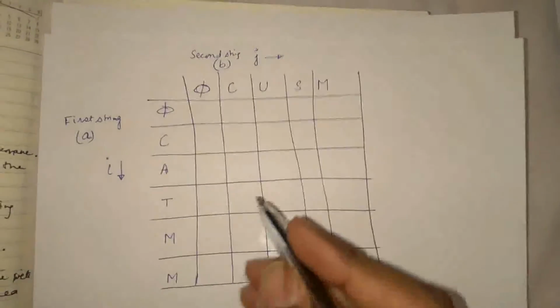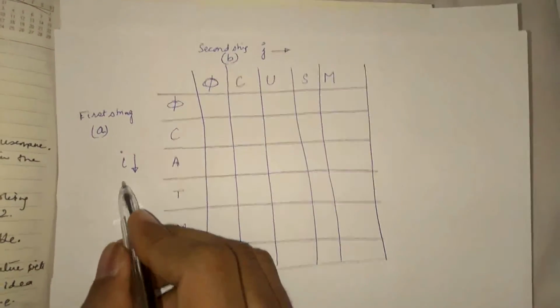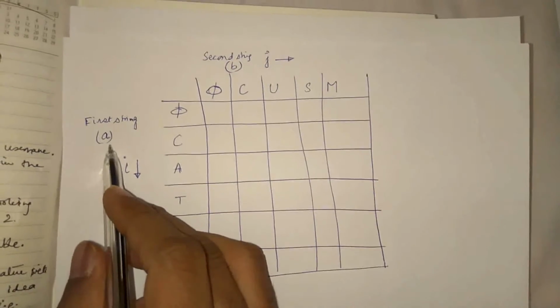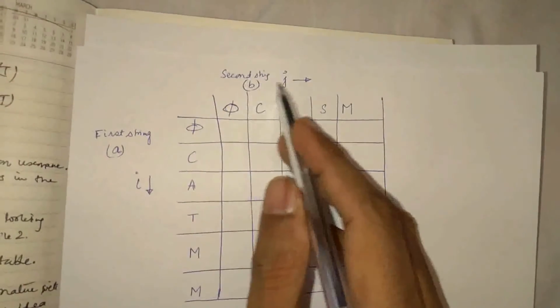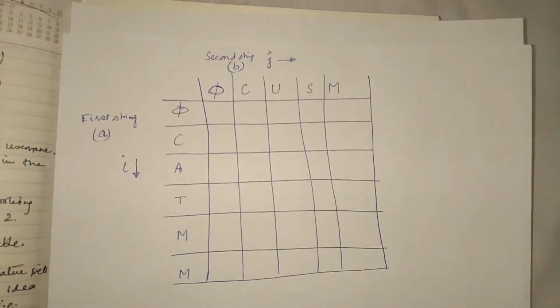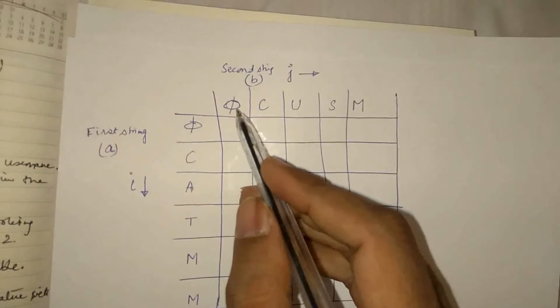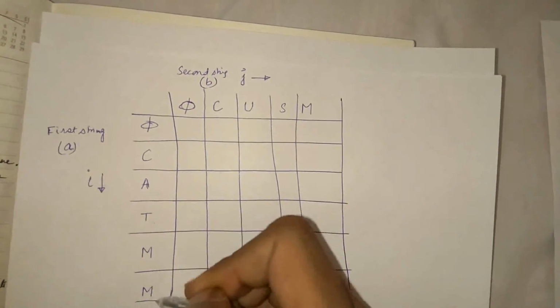So we have drawn this table. This row is denoted by i, which is for the first string, and the first string is denoted by A here. The second string is this j column, and this is B. So this is A, this is B. We have taken one example. The first character is put as null, here it is also null. CUSM is the second string, and the first string is CATMM. Okay.